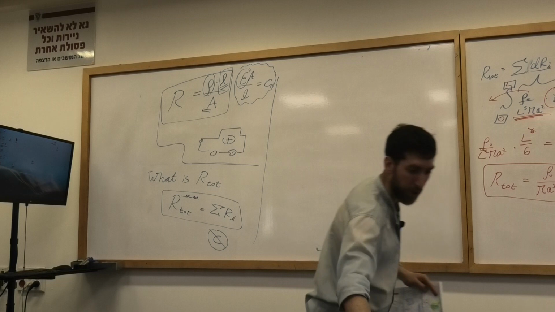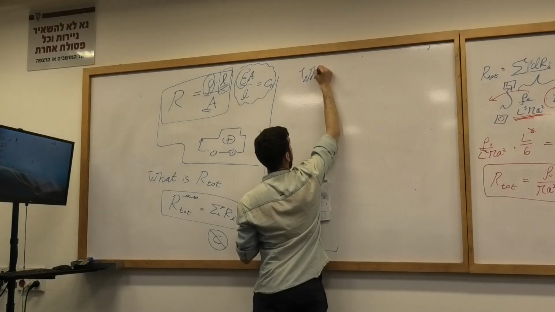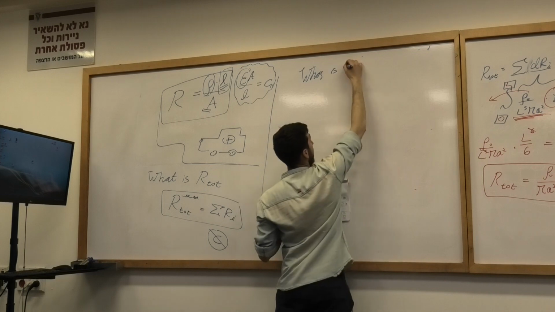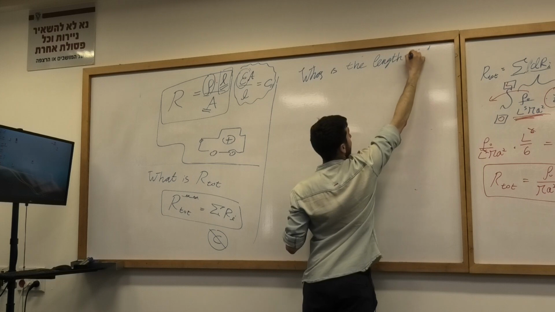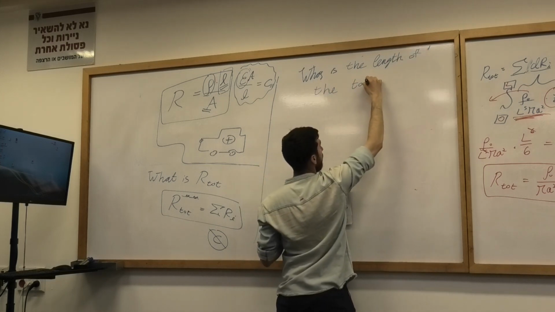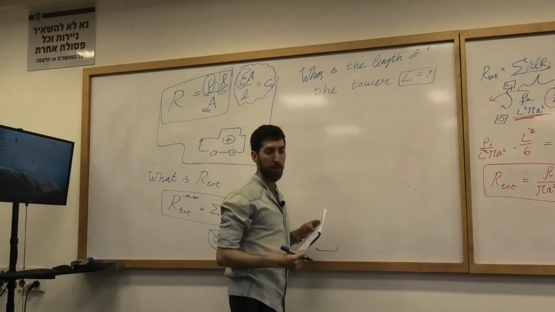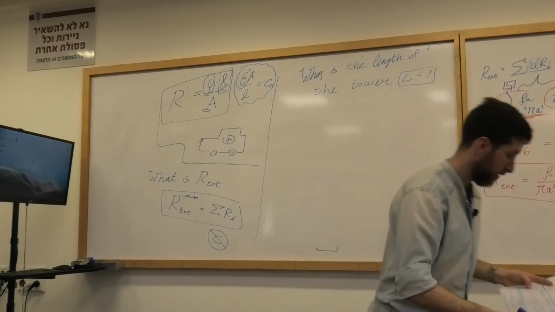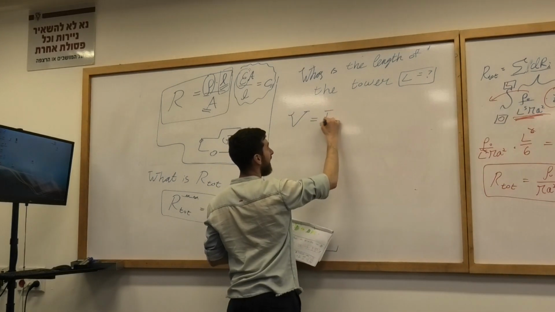So the real question I want to ask you is what is the length of the tower? Yeah, that's what we actually want to check from the beginning. L equal to this, right? And I'm going to give you an equation. This is the equation. V equal I R.